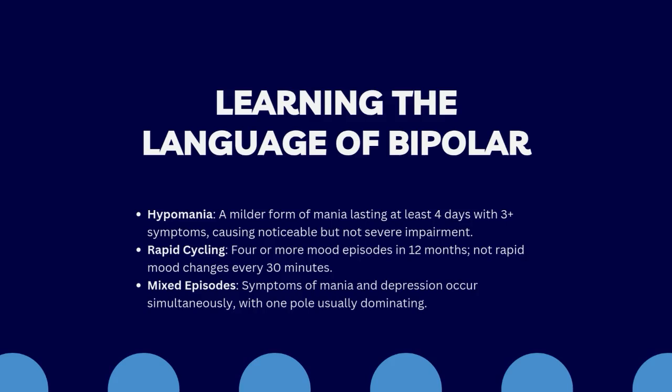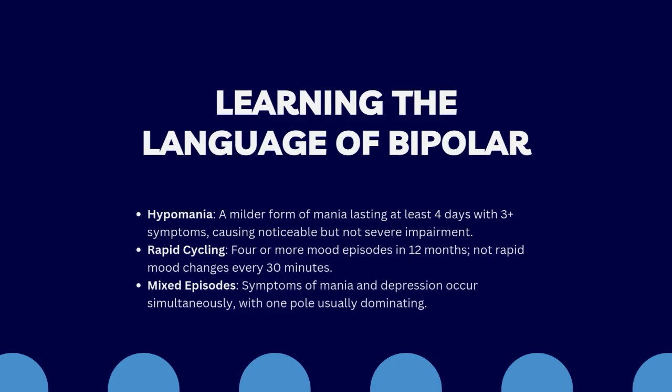So let's learn the language of bipolar. To diagnose bipolar accurately, we need to understand a few key terms that the DSM just loves to use. So there's hypomania, and this is a less intense version of mania. It requires at least 3 symptoms of mania lasting for at least 4 days. Hypomanic episodes don't cause clinically significant impairment, hospitalization, or psychosis, but they do represent a clear shift in behavior.